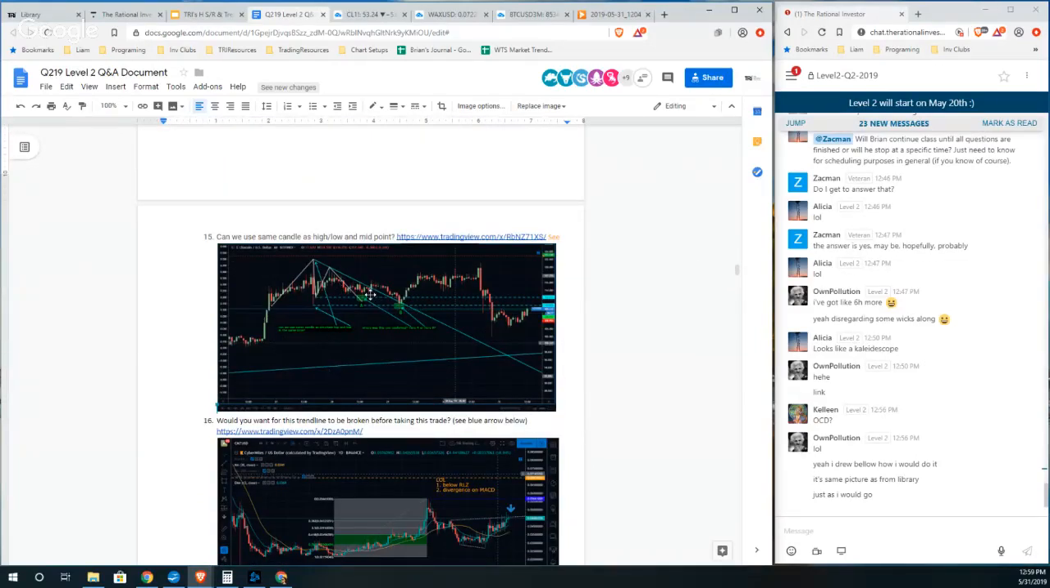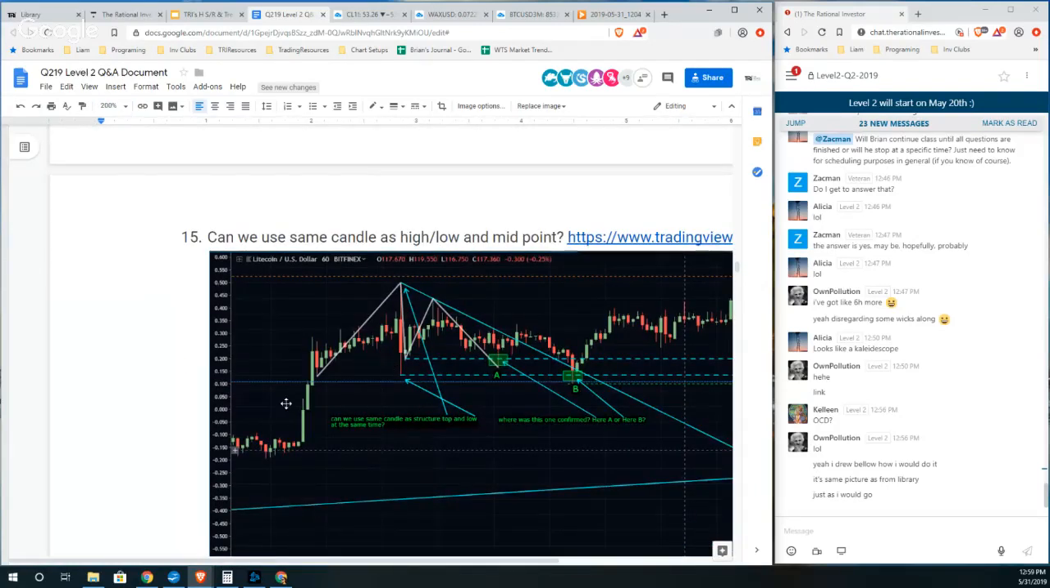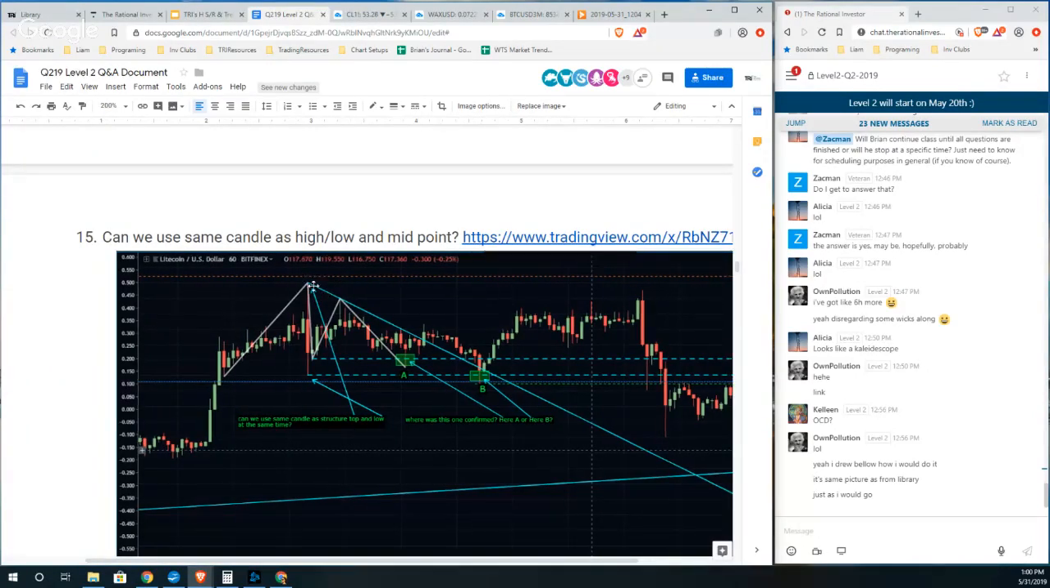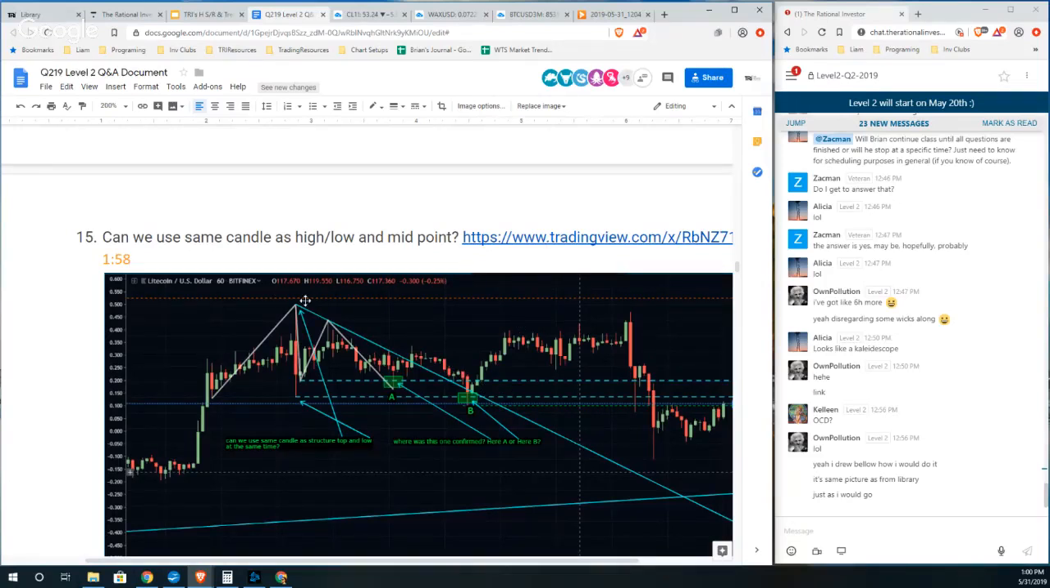Number 15, can we use same candle as high, low, and midpoint? I would prefer not. I think that's a little dangerous. Let's see what you got here. Yeah, I don't like using the midpoint and the high candle the same. Not really the biggest fan. I don't mind. Again, you'd have to see the market get up through the top here to use this as a pivot high and pivot low.